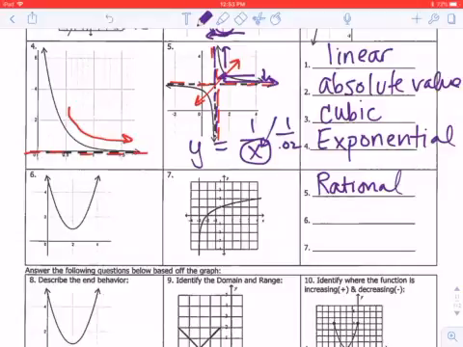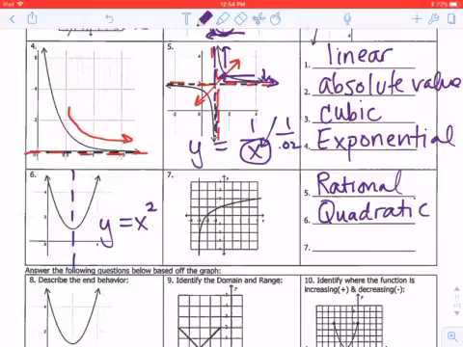Number 6, hopefully, you guys are pretty comfortable with this from prior years. We've got this U-shaped curve with a line of symmetry that you can imagine right down the middle. We're going to call that a parabola, and parabolas always come from quadratics. So this would be something like y equals x squared.